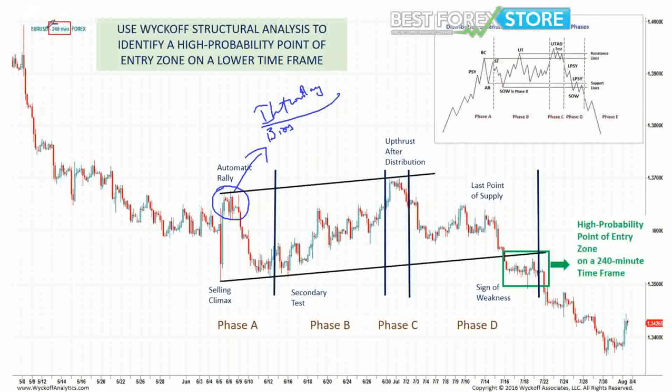So if this is 240, here you could go probably to 15 minutes, 30 minutes, and as you're having your structure, you can say, okay, I've seen a change of character, so I'm in phase B. For the next session, what is my bias? Well, we need to retest the low, so my bias is going to be to the downside. Now, I've seen a swing reversal right here on the 15 minutes, so what's going to be my bias? My bias is going to be to the upside.